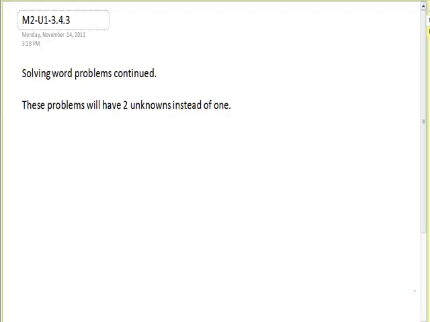Okay, this lesson is a continuation of solving word problems, and the difference is these problems will have two unknowns instead of one. When there are two unknowns, you're going to be looking for a comparison. For example, if I said that one dog weighed 5 pounds more than the other.